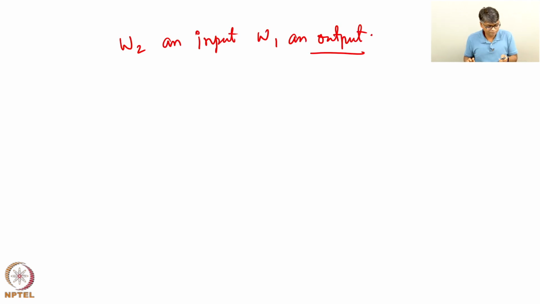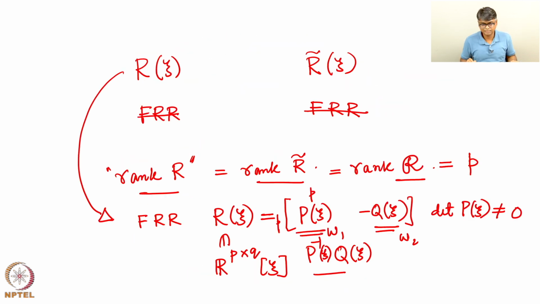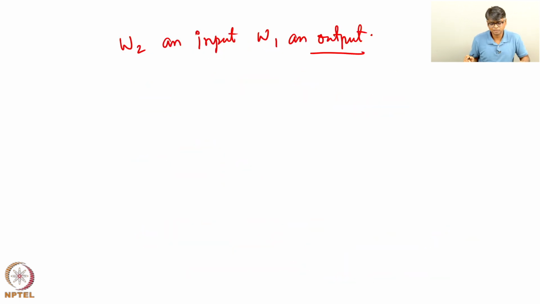How did we obtain this input and output? We brought this P(ξ) block, which is square with non-zero determinant. If I bring another block which is square with non-zero determinant, that will give me another input-output partitioning. But what will remain common? The sizes. The number of inputs will remain q minus p, and the number of outputs will remain p. Those are invariants of the system, because they depend on the module.